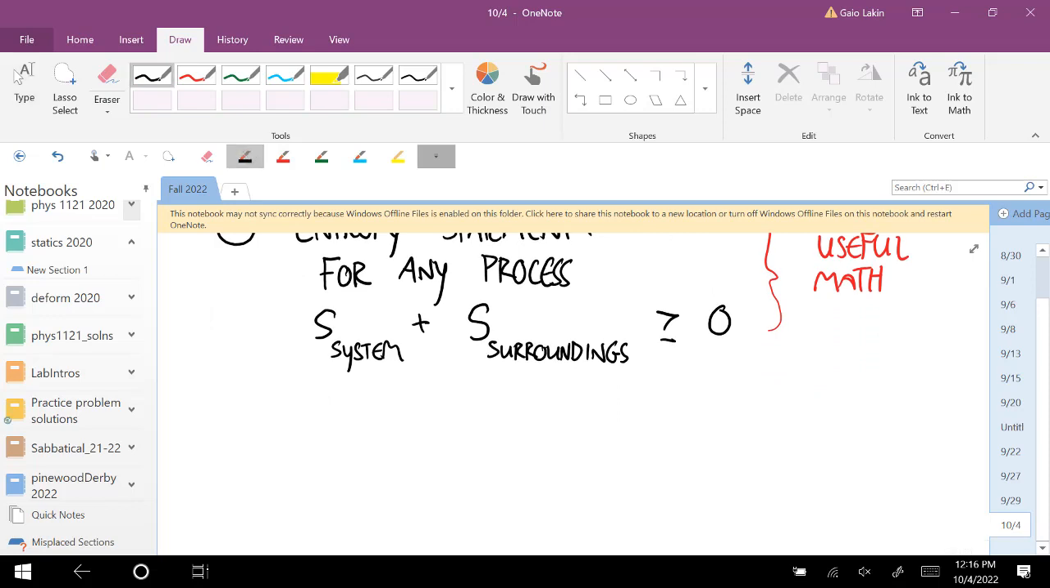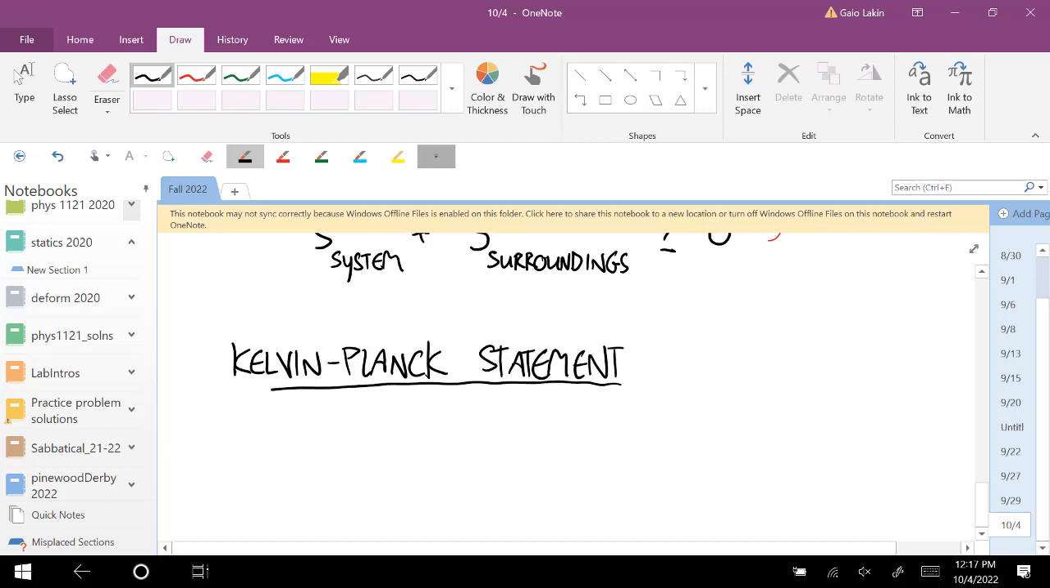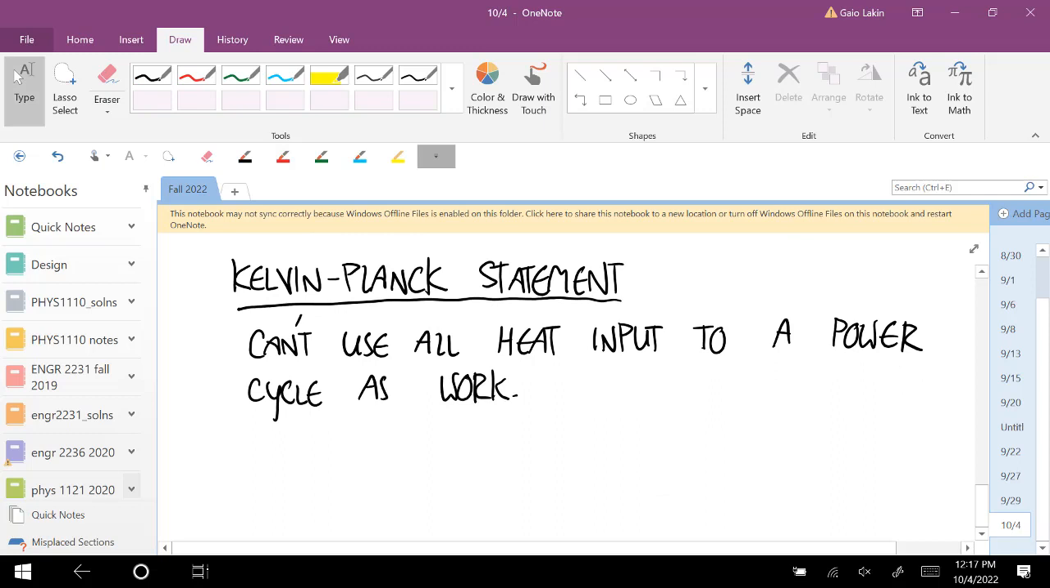Okay, so the first one of these that I want to talk about in detail is the Kelvin-Planck statement. So this is the one that says you can't use all the heat input to a power cycle as work. And we're going to talk about this with a power cycle, refrigeration cycle, and heat pump cycle.